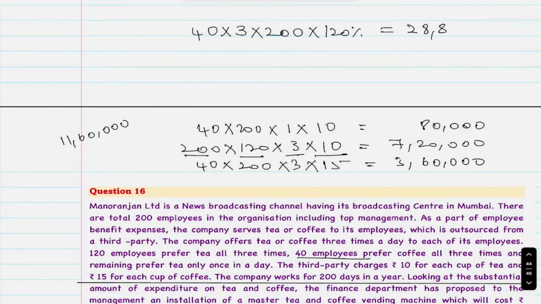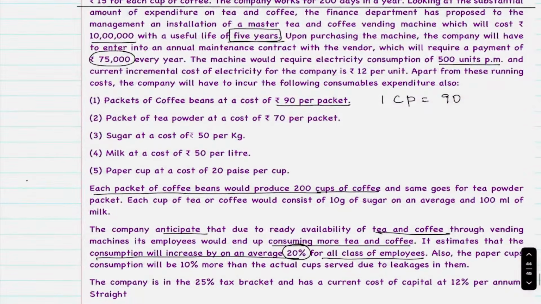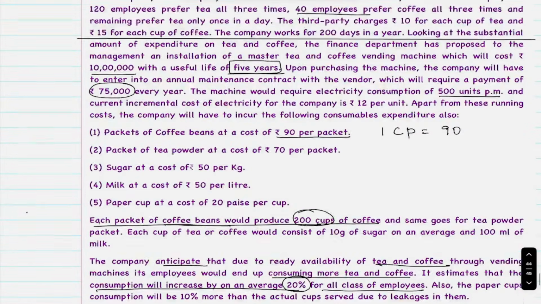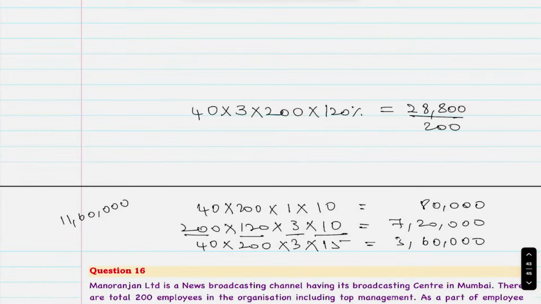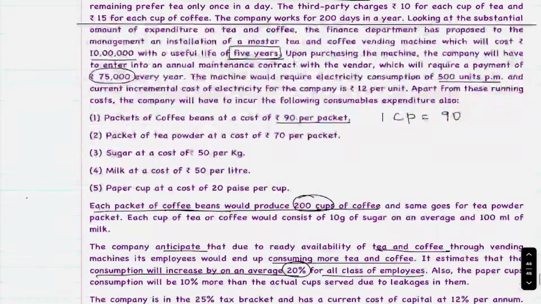28,000? 25,800 coffees. 28,800 coffee cups will be consumed. Tell me, each packet of coffee beans will produce how many cups of coffee? 28,800 means how many packets are required? 144? Each packet will cost how much?